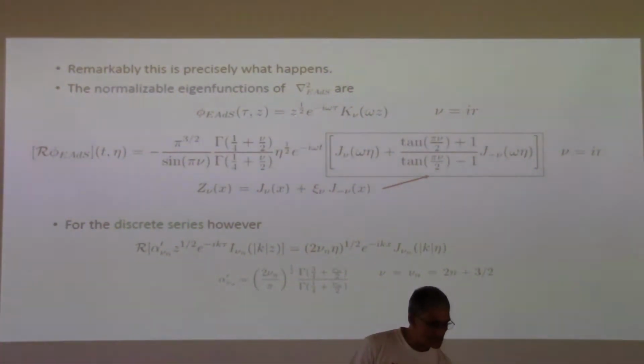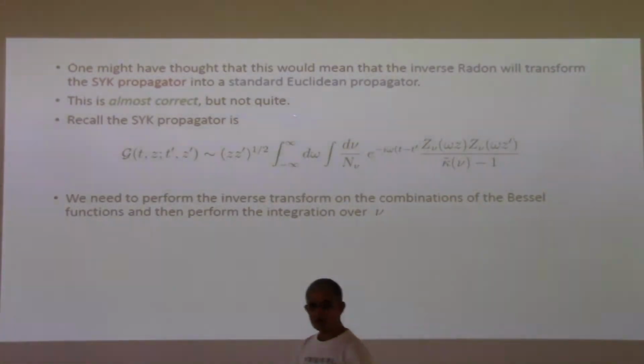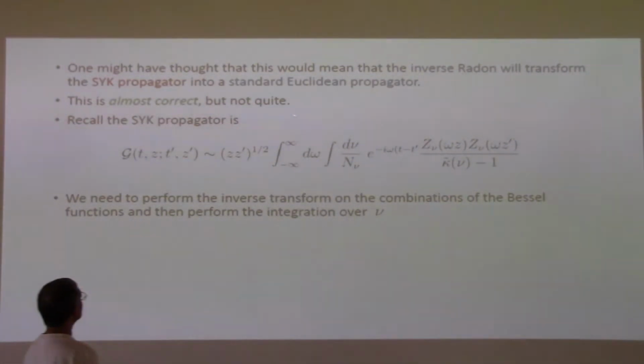So let's put this thing together. One might have thought that this would mean that the inverse Radon transform will in fact transform the SYK propagator to a standard Euclidean propagator. This is almost correct, but not quite. So let me tell you why it is not quite correct.